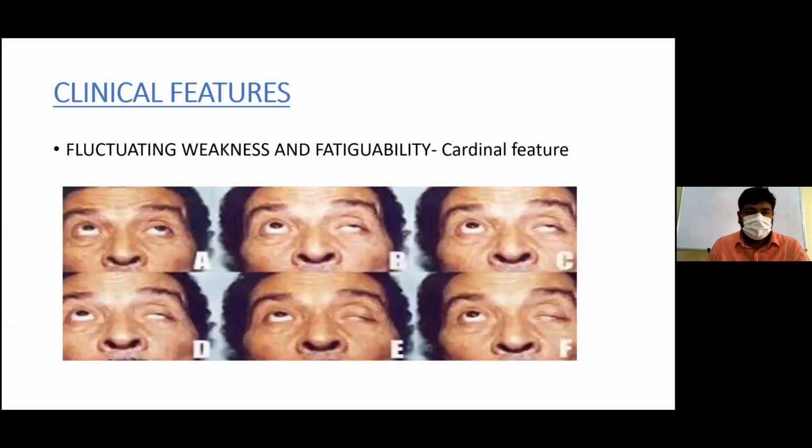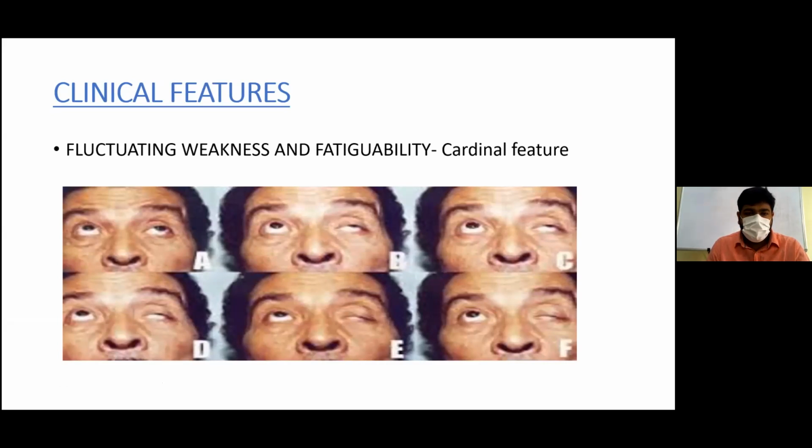Coming to the clinical features of the disease, the cardinal feature is fluctuating weakness and fatigability, which means there is weakness on repeated activity. For example, in this picture, when the person is asked to look up for a longer duration of time, there is an increase in the degree of ptosis of the left eye.